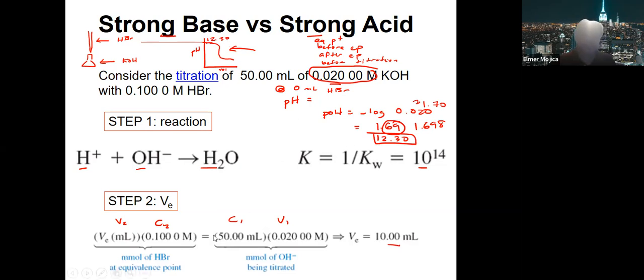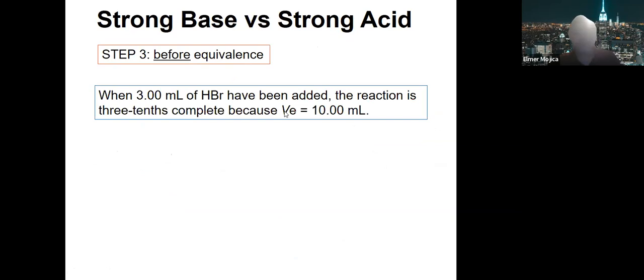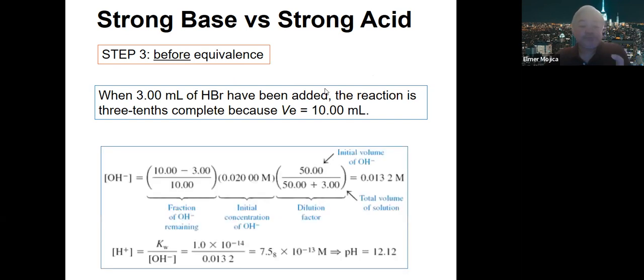Okay. So after we add some amount, as long as it's before the equivalence point, what will be the pH when 3 mL of HBr has been added? The reaction is 3/10 complete because the equivalence volume is 10 mL. So you can have this one, which is, I think, the shortcut.